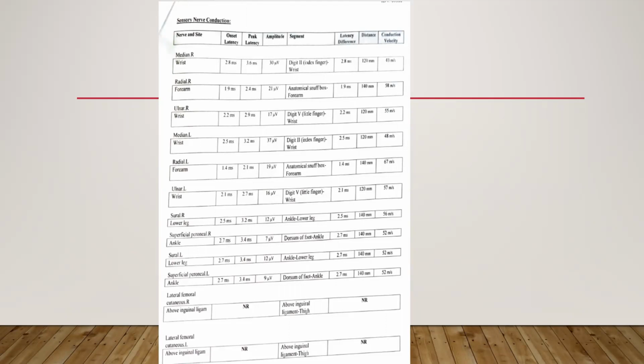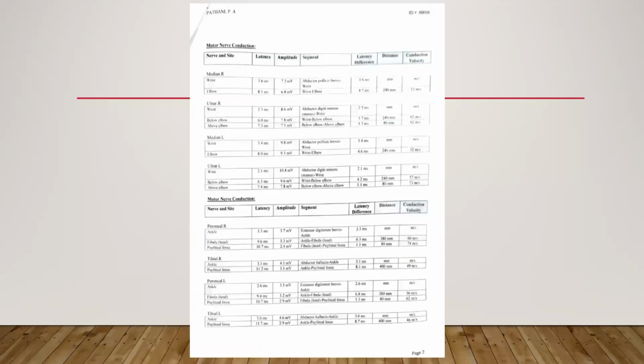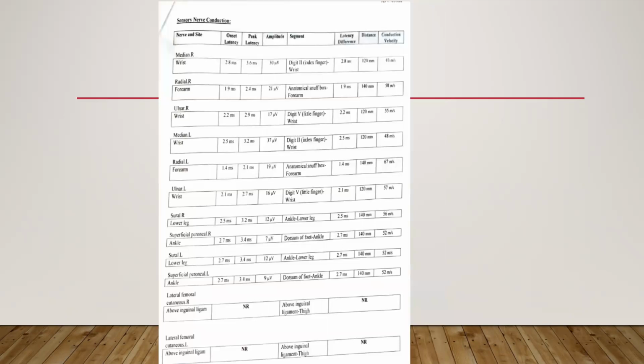So it can directly suggest an entrapment neuropathy, pure sensory. CMAPs are all normal, even the femoral CMAPs. It's just a pure sensory involvement. Bilateral lateral femoral cutaneous neuropathy, which is meralgia paresthetica.